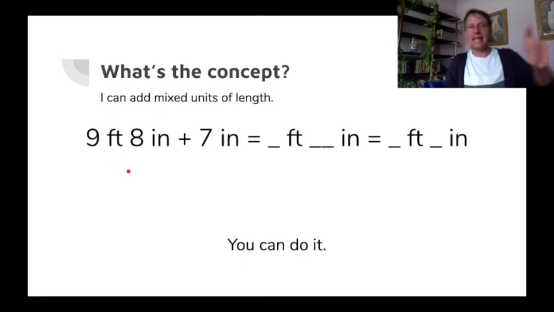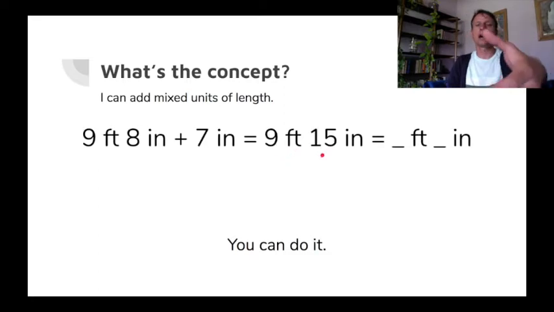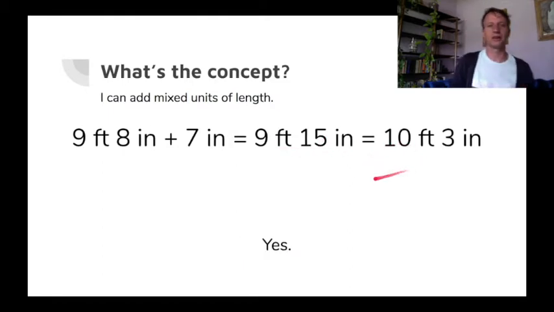9 feet, 8 inches plus 7 inches. Well, let's just crunch the numbers first. 9 feet, 15 inches. Now we can decompose that foot, take out the 12 inches, and that becomes another foot. So now we have 10 feet, and it leaves 3 inches there. 10 feet, 3 inches. All right.